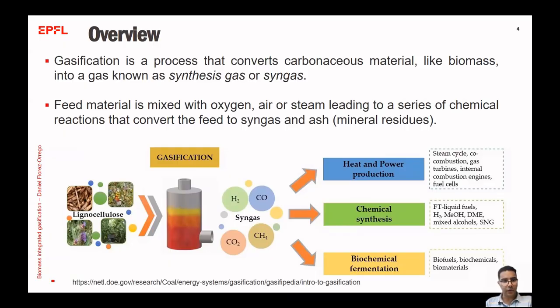As you can see here in the figure, the lignocellulose material is decomposed into volatiles, condensables, and other solid materials. These are important for generating heat and power, such as in steam cycles or using the syngas in internal combustion engines, for producing chemicals such as Fischer-Tropsch liquids, methanol, hydrogen, dimethyl ether, or synthetic natural gas, and in biochemical fermentation, in which we use the syngas or other components derived from the gasification to produce biofuels, biochemicals, and biomaterials.